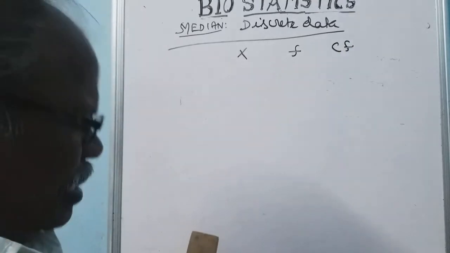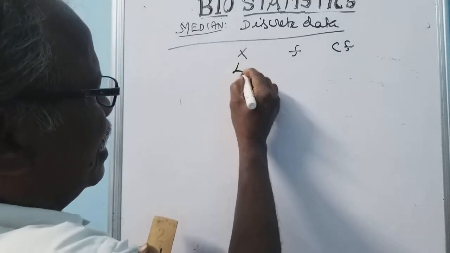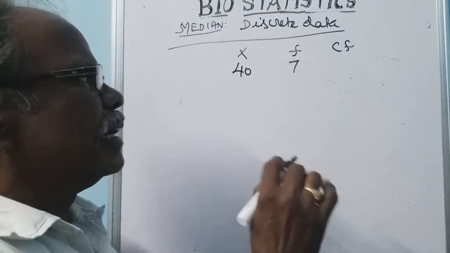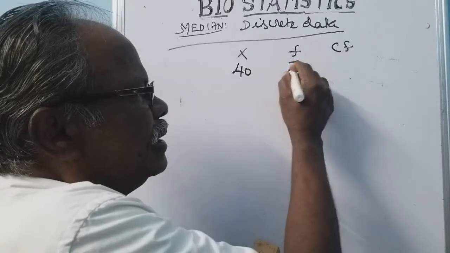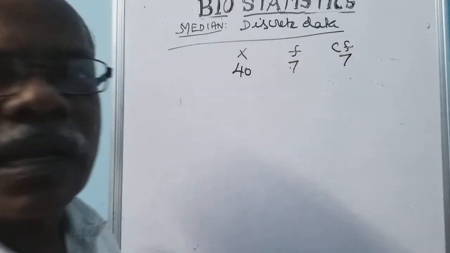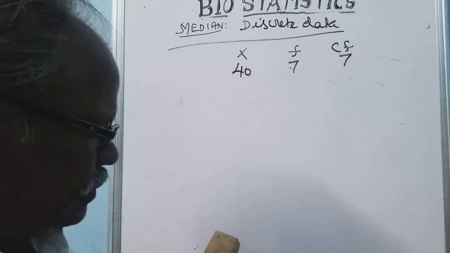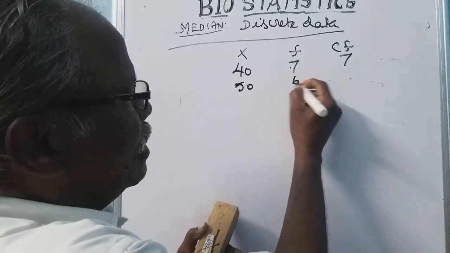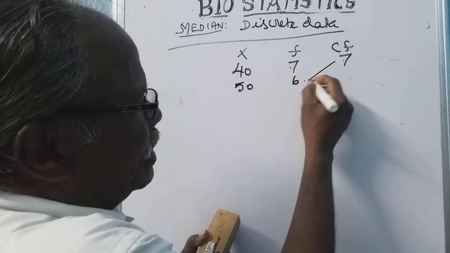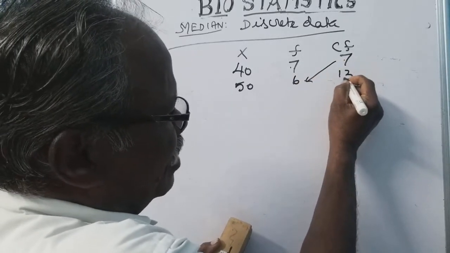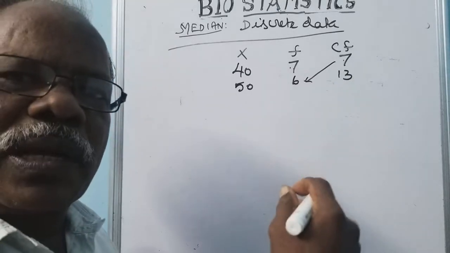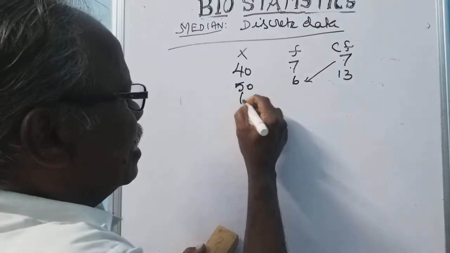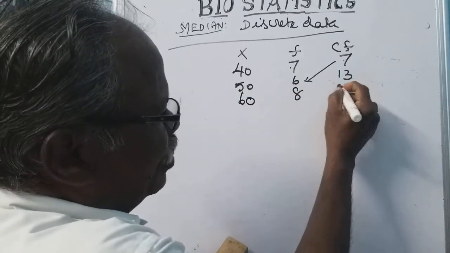So now the fish weighing 40 grams, the total number of fishes is 7, and the cumulative frequency is 7. Then for 50, the frequency is 6, so 7 plus 6 is 13. The cumulative frequency means the previous one and the present one added. Then 60, the frequency is 8, 13 plus 8 is 21.